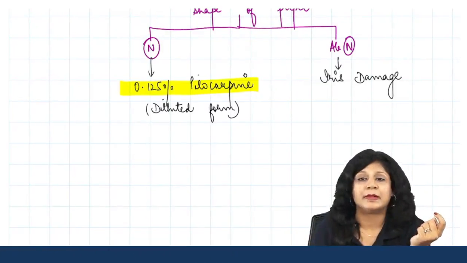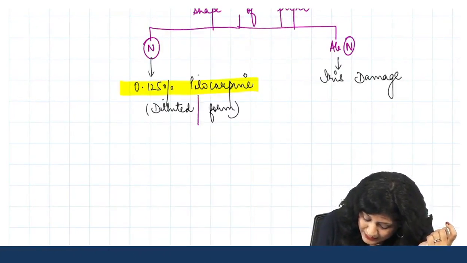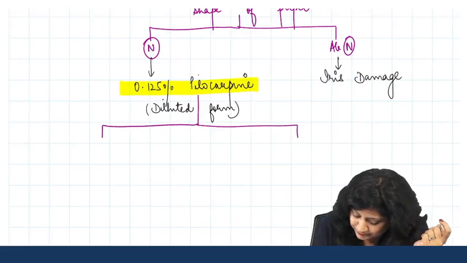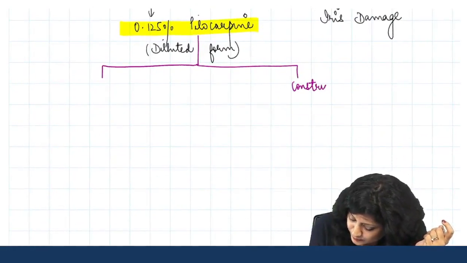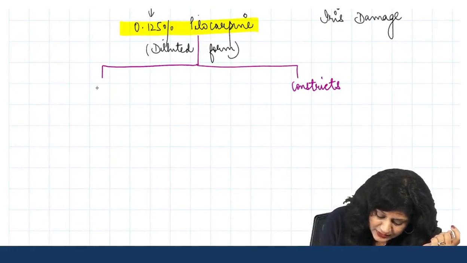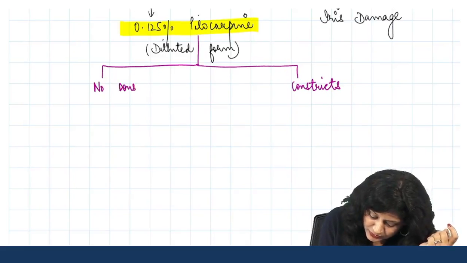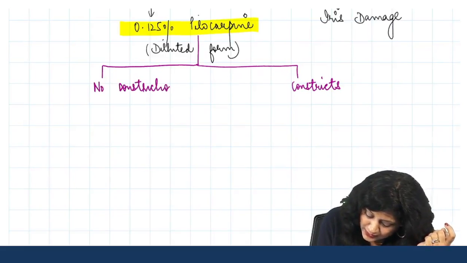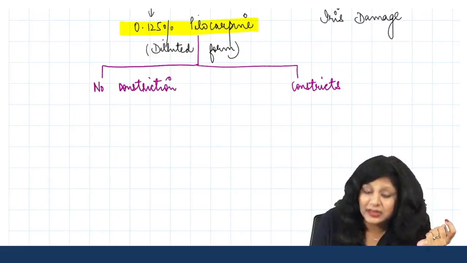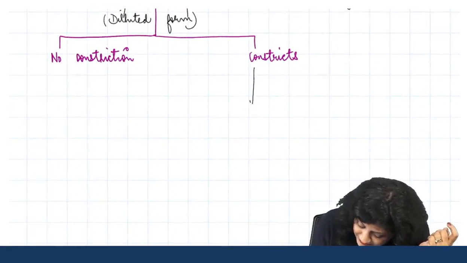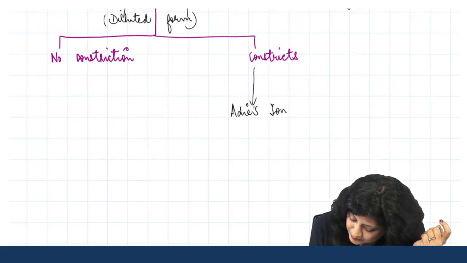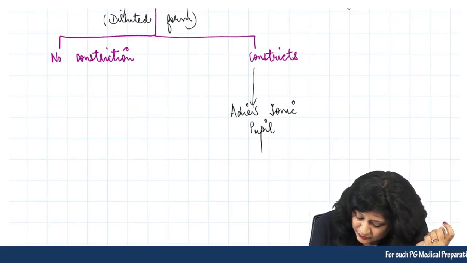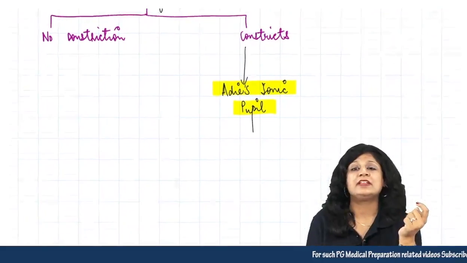So when you give this pilocarpine, there are only two options. Either the pupil constricts, or it is showing no constriction. If the pupil is constricting, then the diagnosis is very, very clear. Then it is the Adie's tonic pupil.